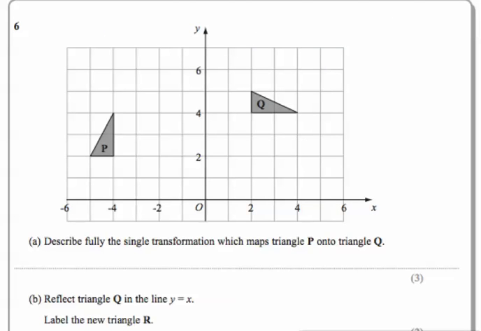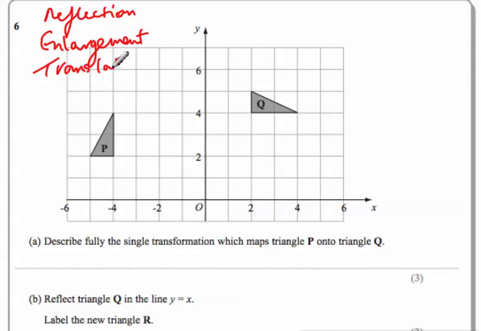Right, question 6 is a transformation question, and it's asking you to describe which type of transformation maps or makes P go to Q. Now, you've got 4 options. You've got reflection. You have got enlargement. We've got translation, and we've got rotation.